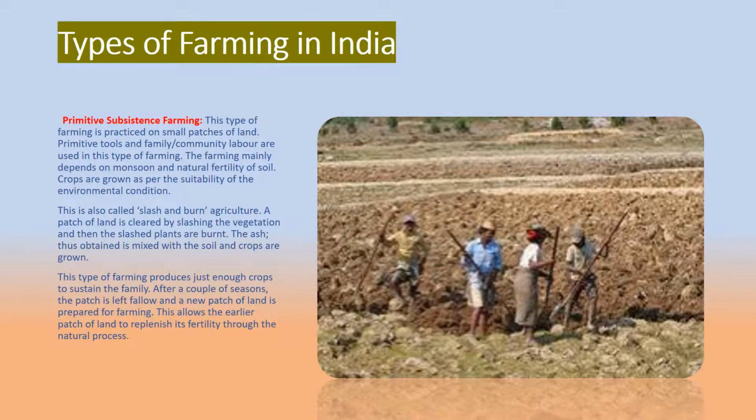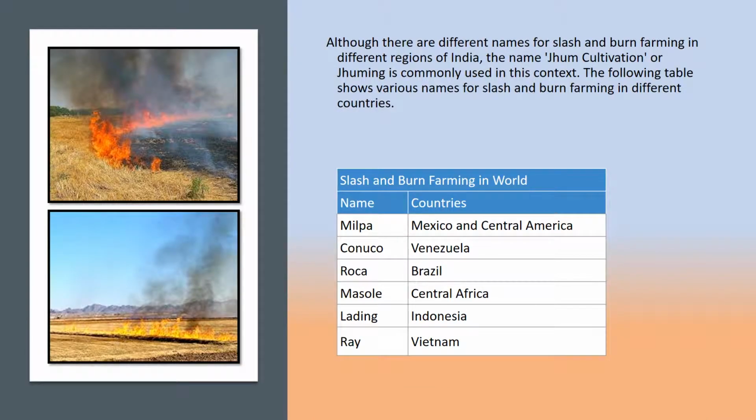After a couple of seasons, the patch is left fallow and a new patch of land is prepared for farming. This allows the earlier patch of land to replenish its fertility through the natural process. Although there are different names for slash-and-burn farming in different regions of India, the name yam cultivation or yaming is commonly used in this context. The following table shows various names for slash-and-burn farming in different countries.